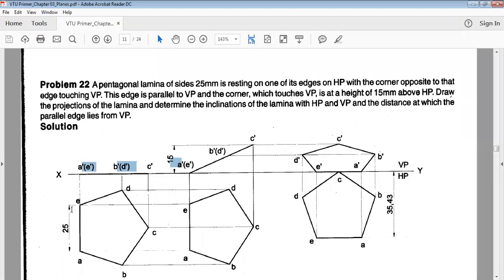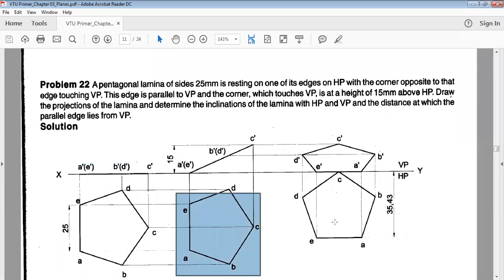Using the horizontal and vertical construction lines, locate all the points and connect them with a thick line. You will get the apparent view of the top view. Apparent view of the top view you will get. This one you will get.